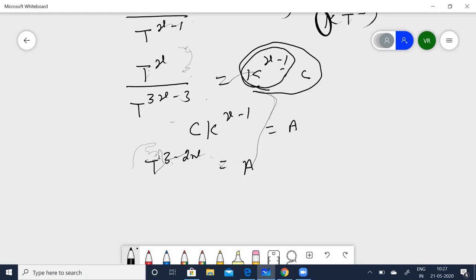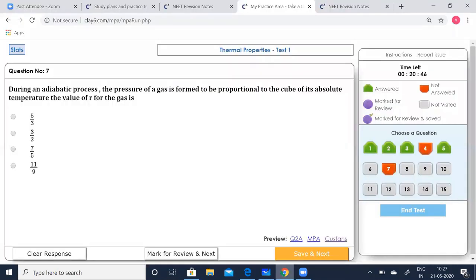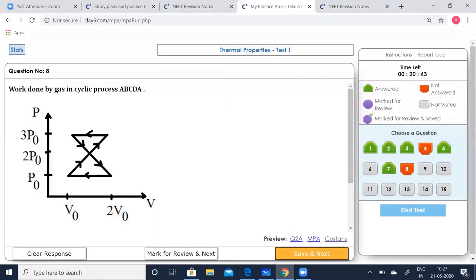Now we can equate the powers. Here there's a constant, which means 3 minus 2 gamma is equal to 0, or therefore 3 is equal to 2 gamma, or therefore gamma is equal to 3 by 2. Let's see which option is correct. 3 by 2, B is correct. Save that. Go to the next.